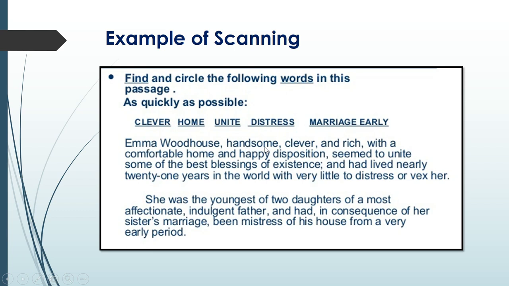You will quickly just see, and here you found clever, and clever is there, done, and then home, yes, you found it. Then unite, yes, you found it. Then distress, yes. Marriage early, most affectionate. So you did not understand the text over here. You only looked for the particular places for these words. So this is the scanning you have done.